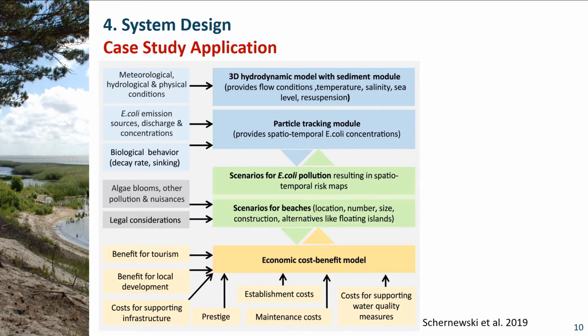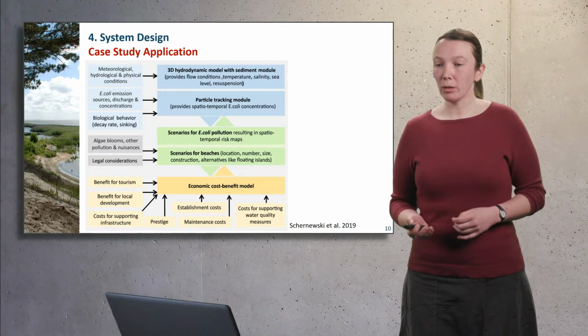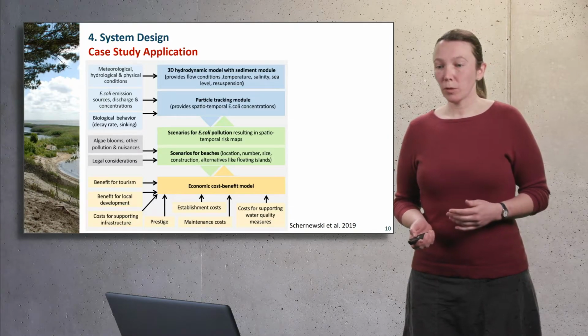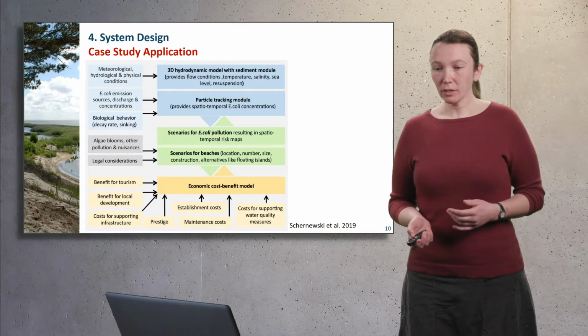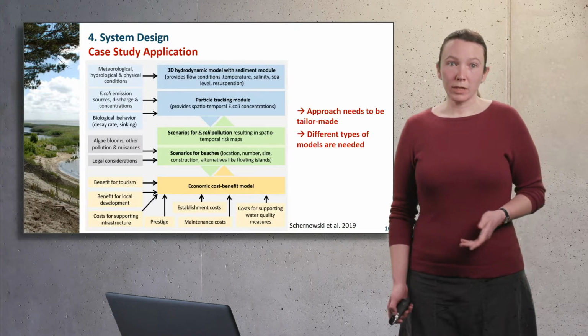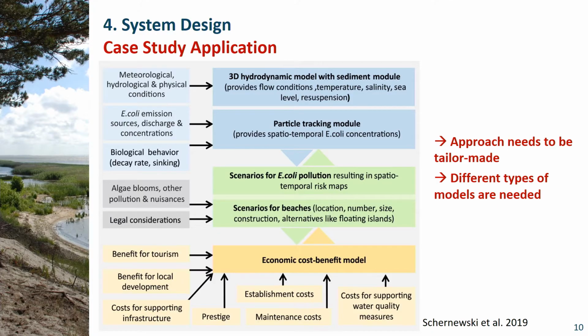It consists of an ecological component, which is shown in blue, and an economic component. The ecological component provides information about the spatial and temporal distributions of E. coli concentrations. And E. coli is used as an indicator for bathing water quality. The economic model looked at the costs of establishing a beach. So, for example, the cost for maintenance, but also establishment of infrastructure, and at the additional benefits that it would provide. So what you can see from this example is that tailor-made approaches are actually needed for each case study. It's not a one-fits-all solution, and you need different types of models. So it's not only numerical models that can be used.